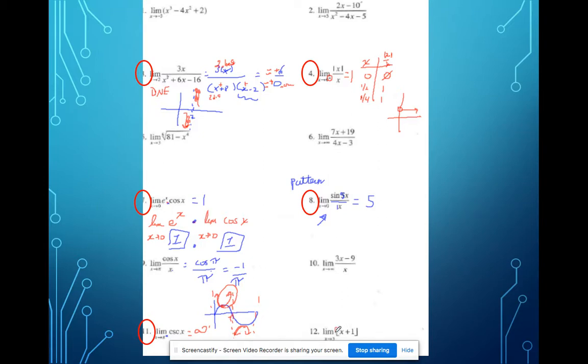I didn't do this one, but remember this is your step function. So just use your table to do that. And plug in numbers like 2.99 and 3.111.